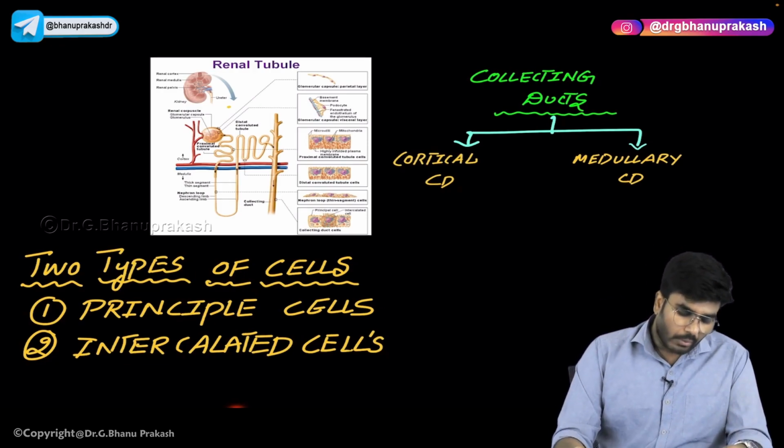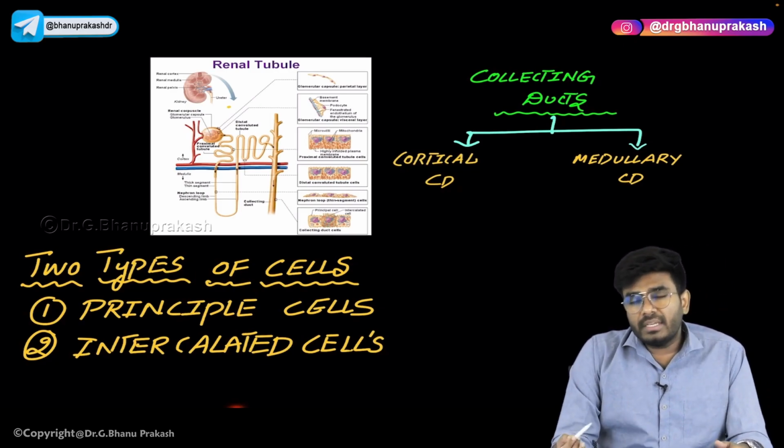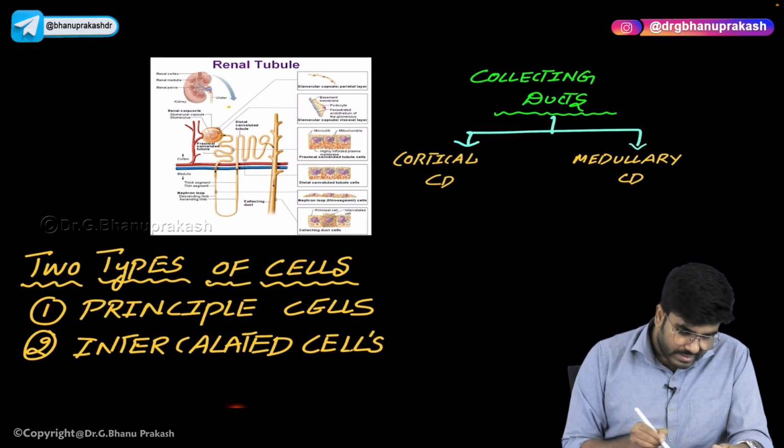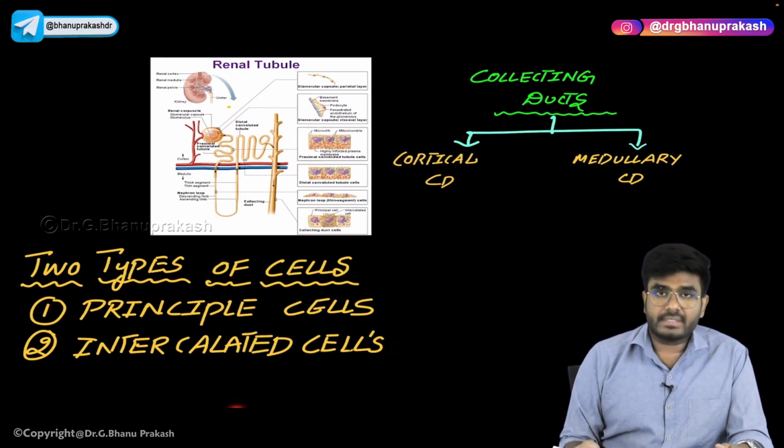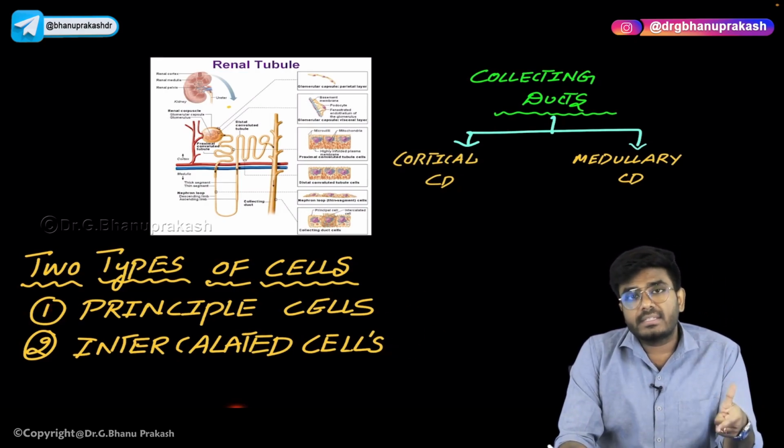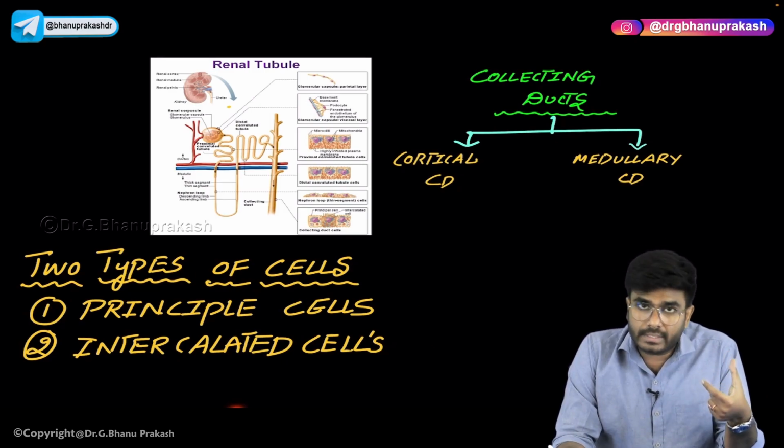Simple. Now in this collecting duct, there are two different types of epithelial cells. What are the two different types of epithelial cells? Principal cells and intercalated cells. So principal cells and intercalated cells are present in collecting ducts.